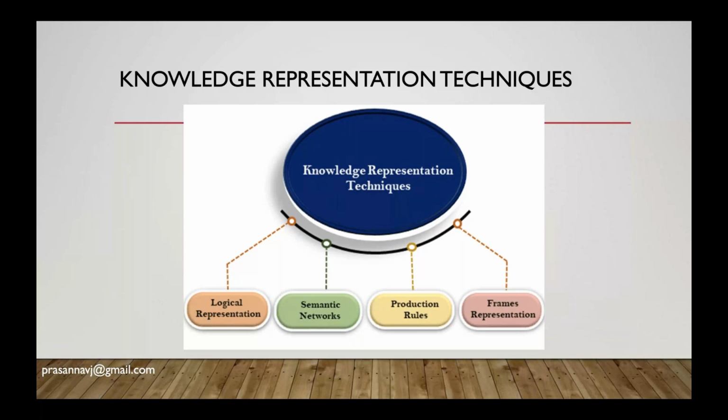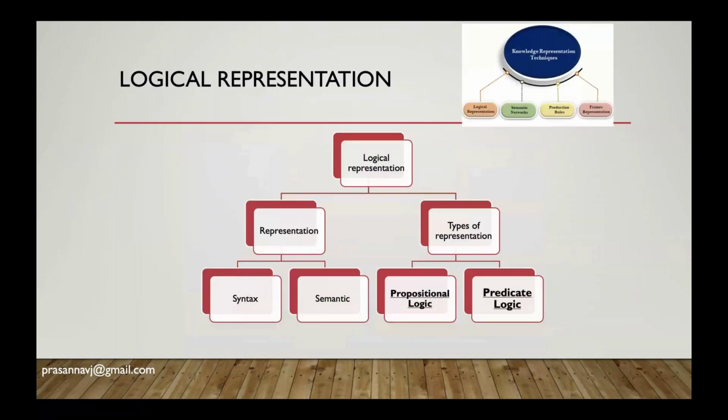Now we looked at what the different kinds of knowledge are, and now let us look at how we can effectively represent this knowledge: logical representation, semantic networks, production rules, and frames representation. Logical representation is very, very important, because it makes up the basic premise for symbolic AI and neuro-symbolic AI. So whatever we are looking at is based on the logical representation of the actual data.